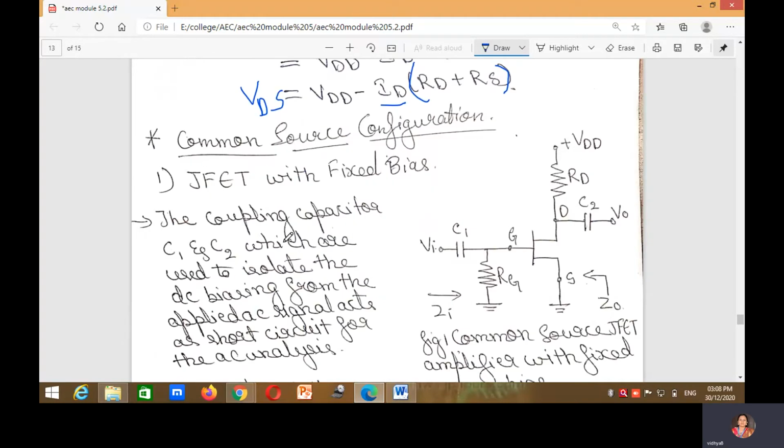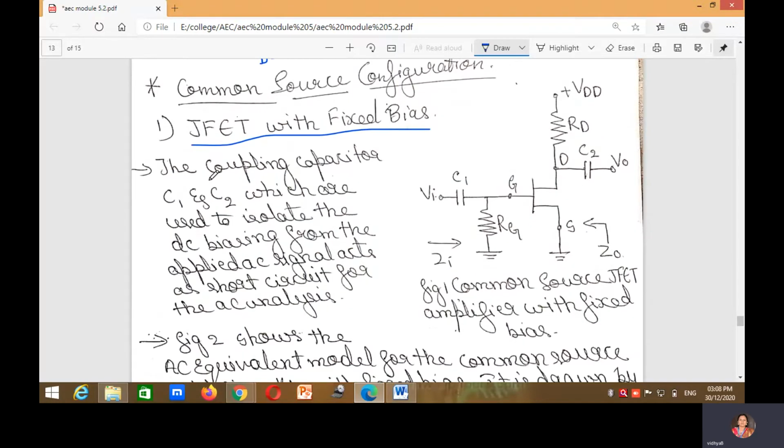Next is the common source configuration. In common source configuration, first is fixed bias. For your syllabus, only JFET with fixed bias is considered. The coupling capacitors C1 and C2 are shown. This is a common source JFET amplifier with a fixed bias.